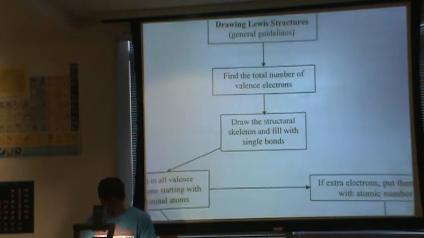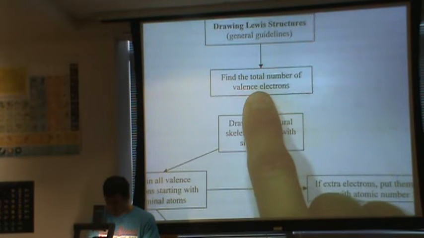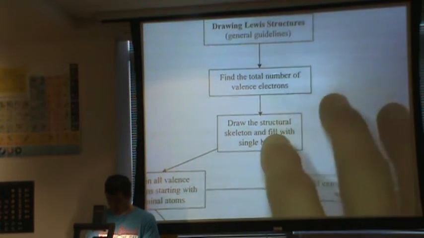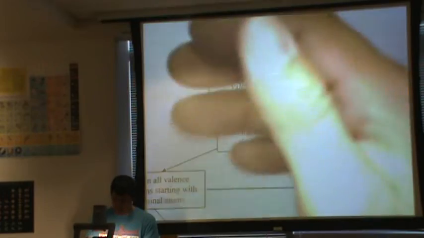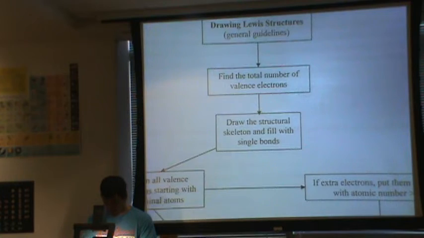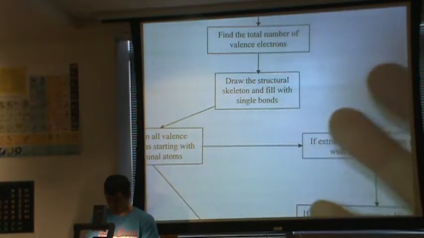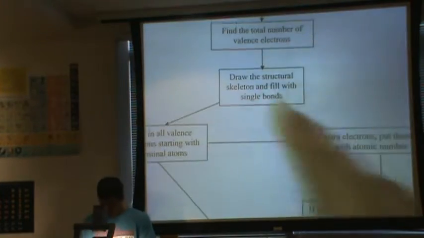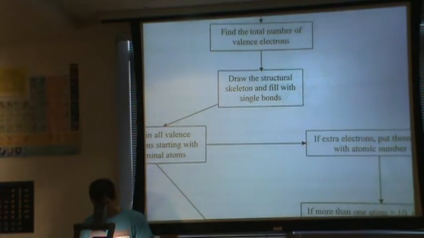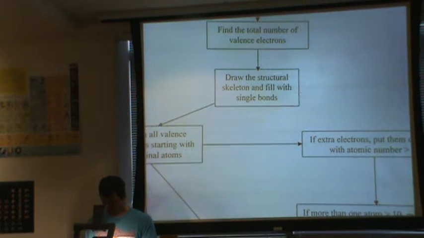So the first thing you want to do is find the total number of valence electrons. And this can be, again, found by looking at the Roman numeral that's behind the A value on the periodic table. So hydrogen has 1, oxygen has 6, fluorine, chlorine, the halogen column is going to have 7, etc. That's the first step you want to do. So you want to find out how many total valence electrons you have to play with to make bonds. The second step is you're going to draw the structural skeleton and fill with single bonds. So you're going to draw a molecule in which things are bonded to each other just with single bonds.